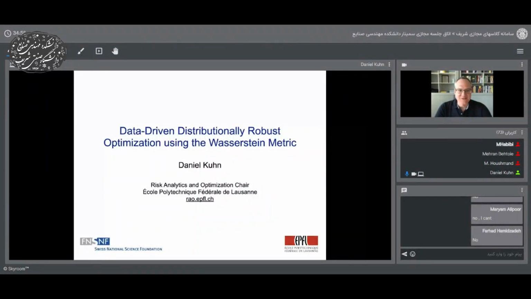So I'll be talking about data-driven distributionally robust optimization using the Wasserstein metric, and this is actually based on joint work with Peyman Mohajeri Isfahani and with Soroush Afiyazadeh Abadeh. I hope I pronounced these names more or less correctly.